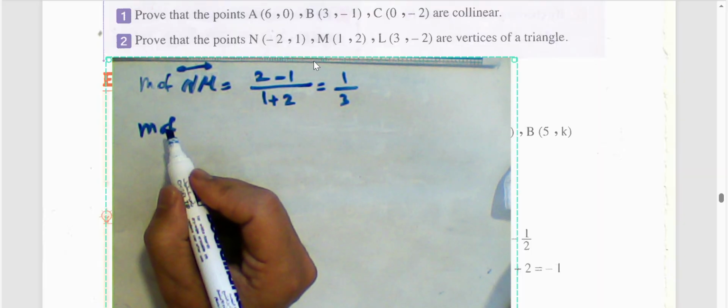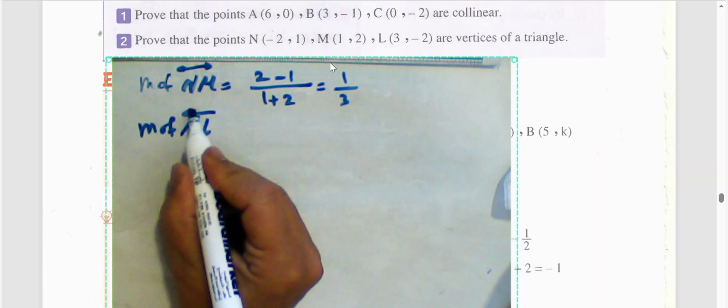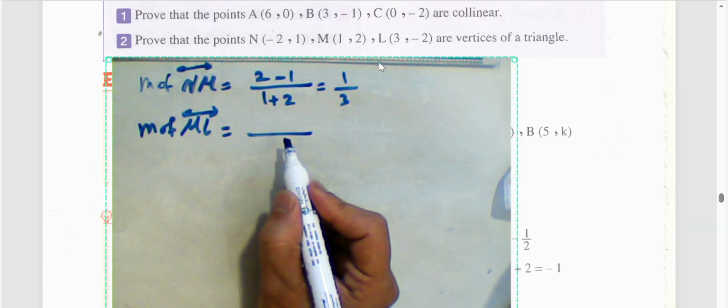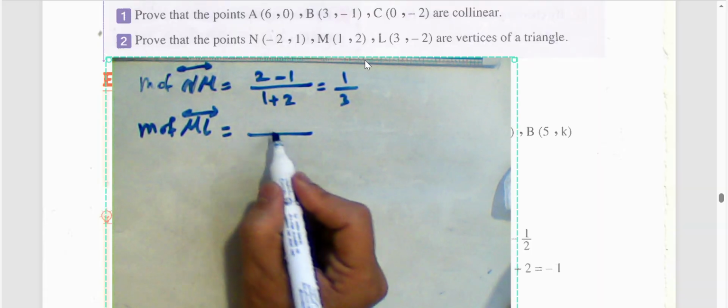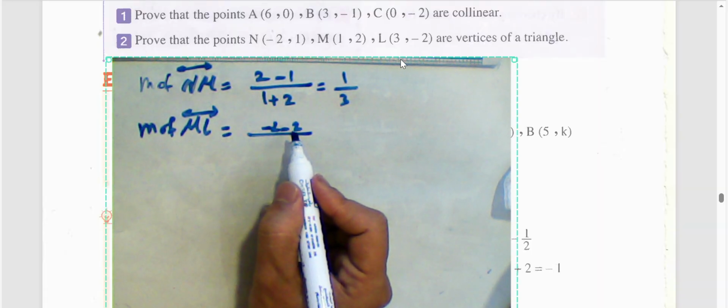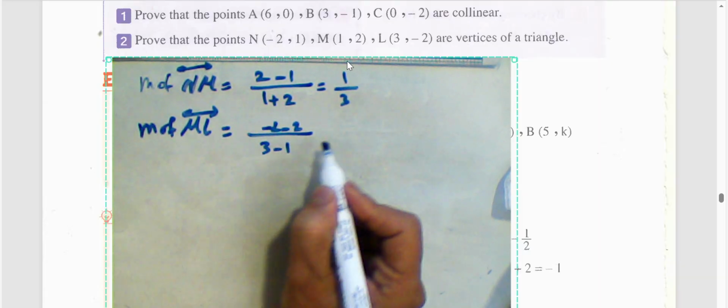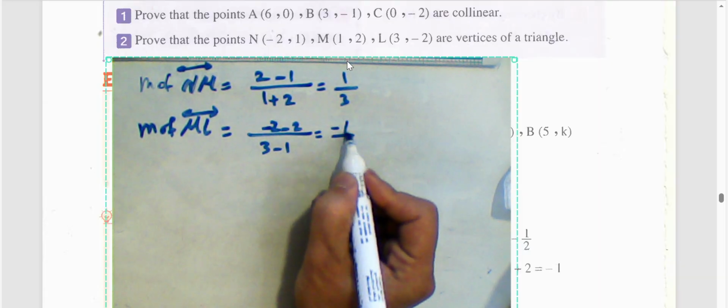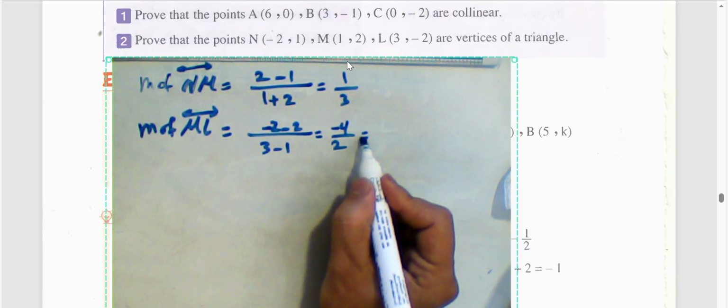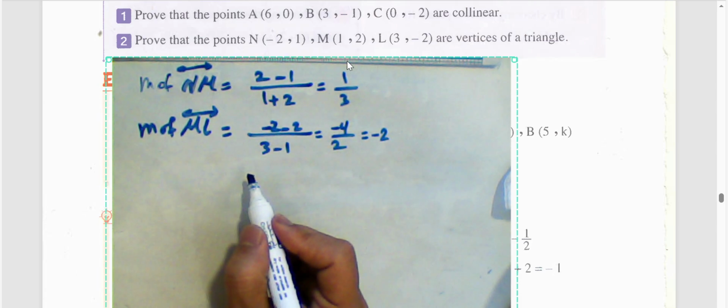The slope of ML, we have M and L, right? -2 minus 2 over 3 minus 1. -2 minus 2 is -4, and 3 minus 1 equals 2. -4 divided by 2 is -2.